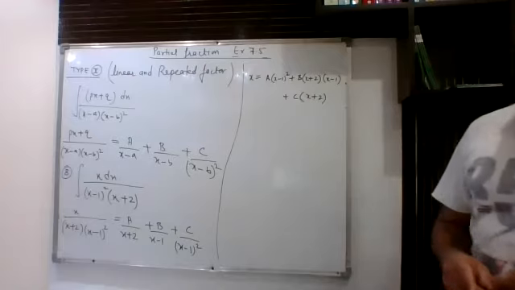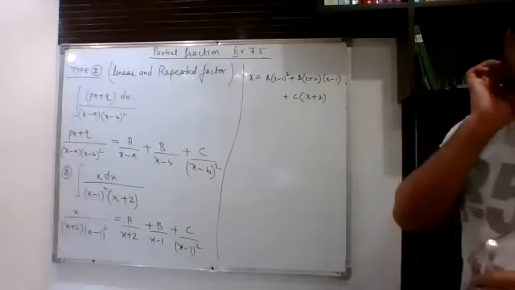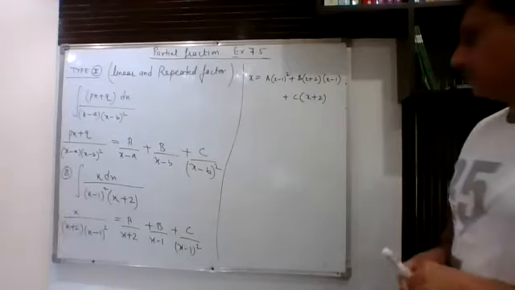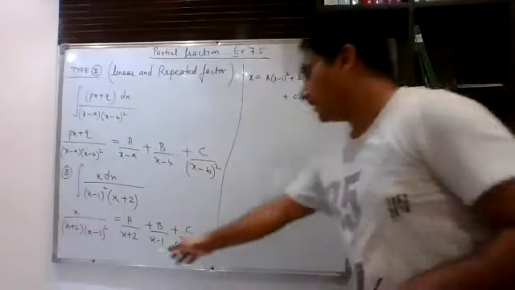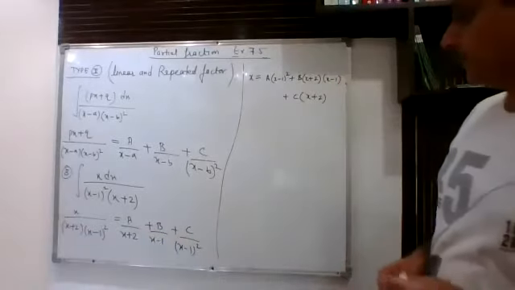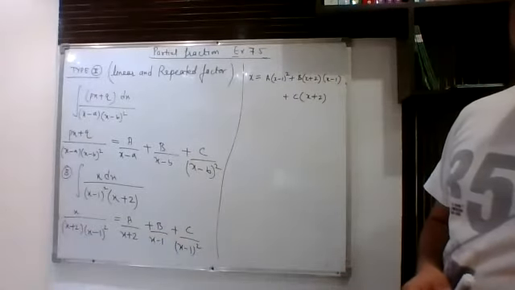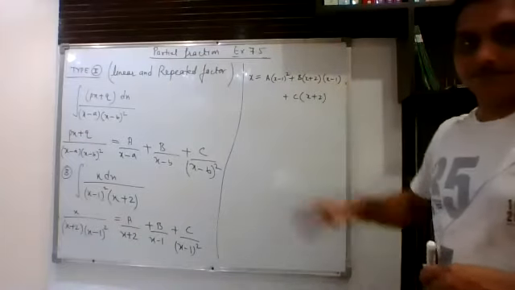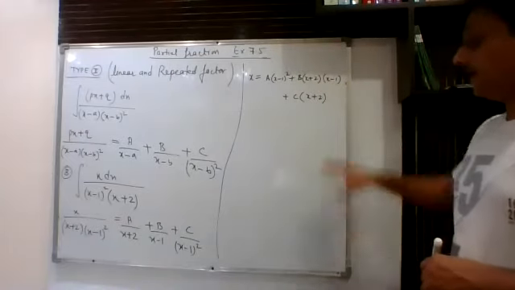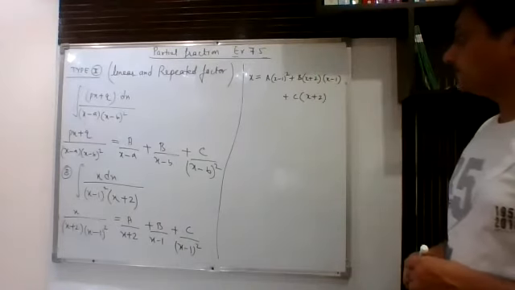So I had just taken LCM and I had cancelled out the denominator part on both sides. Obviously, whatever is written over here will be your LCM, because you know that here your LCM will be (x plus 2) into (x minus 1) whole square. So by taking LCM, this is what you will get.